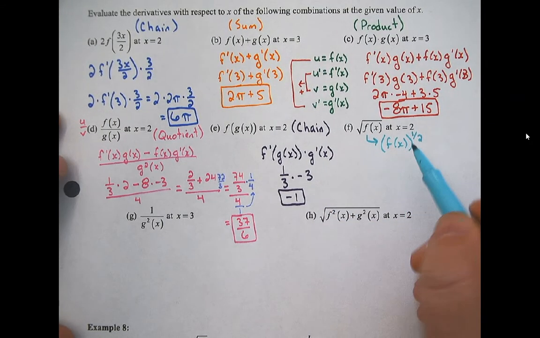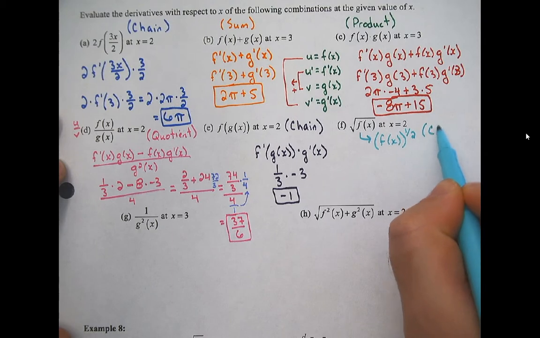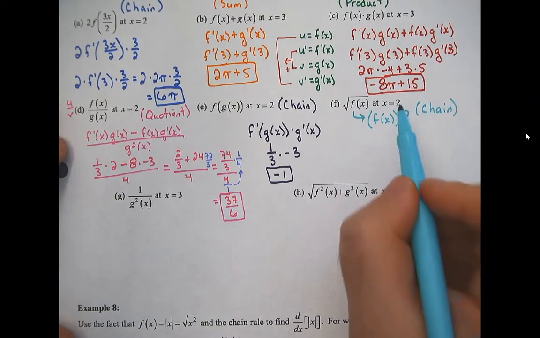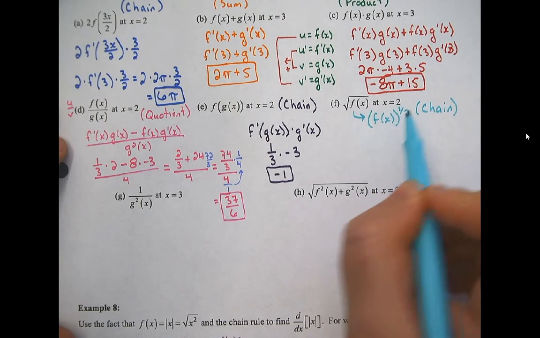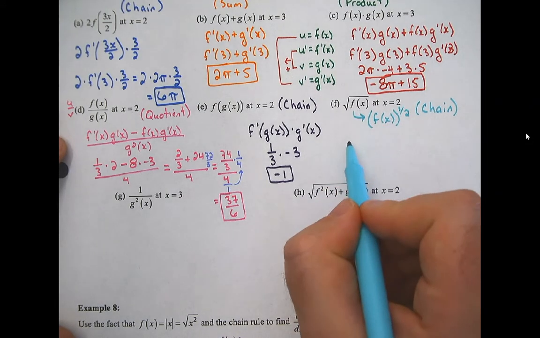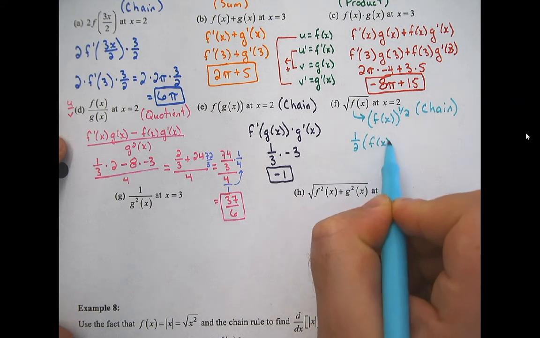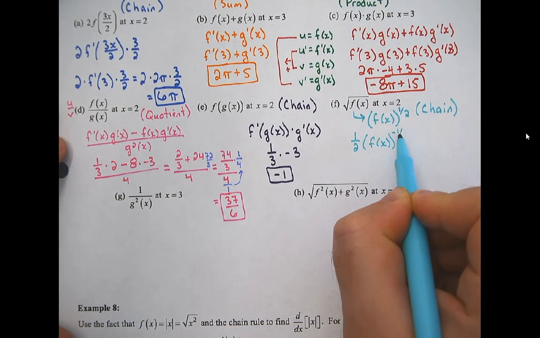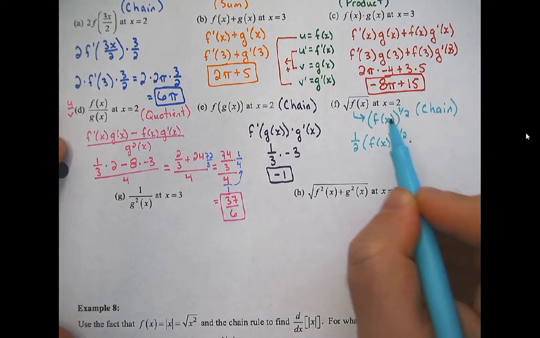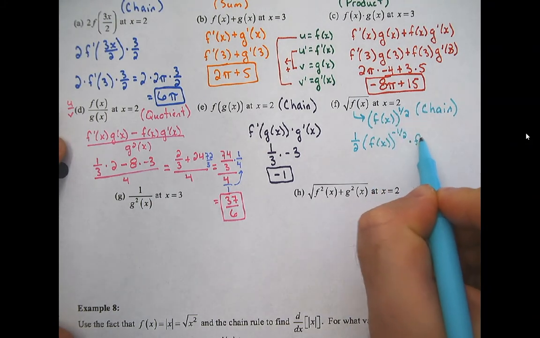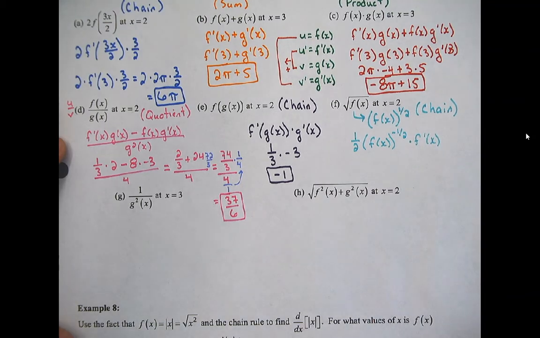What type of rule is this? This is a chain rule. All right, so now I'm going to do the chain. Something to the 1/2. The derivative of something to the 1/2 is 1/2 something to the -1/2 times, because I said something, my something is f of x. The derivative of f of x is f prime of x.